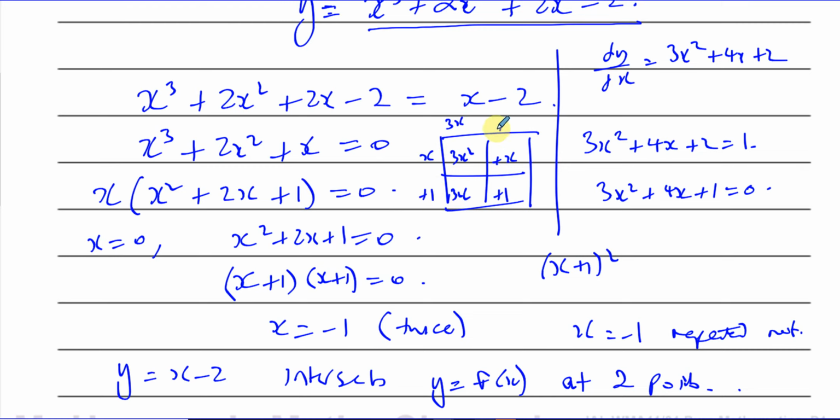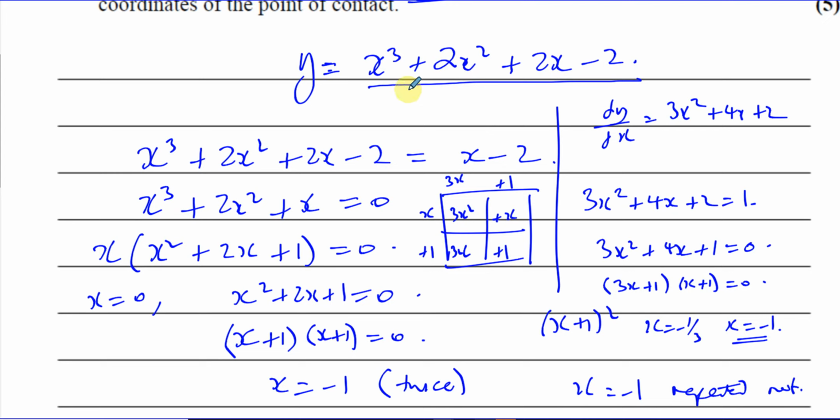So this gives you (3x + 1)(x + 1) = 0. So there are two places where the curve has a gradient of 1. One is when x is -1/3, and the other is when x is equal to -1. Now, to find out which of these points is the point where it's going to be a tangent, you can substitute this value back into the original equation and find out what the y value is at that point.